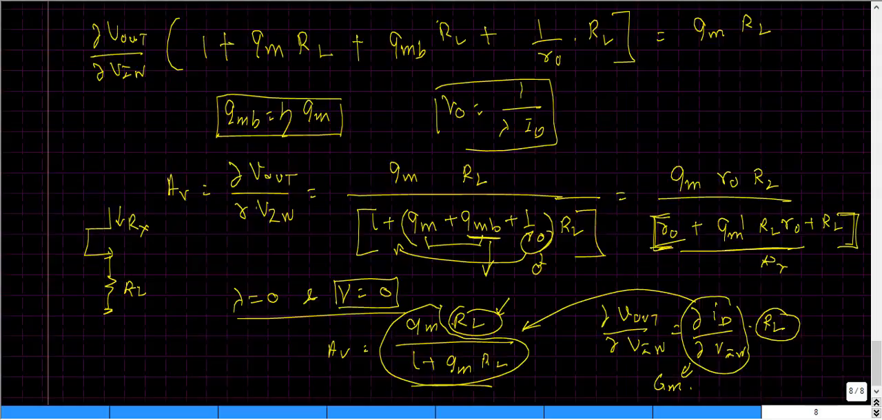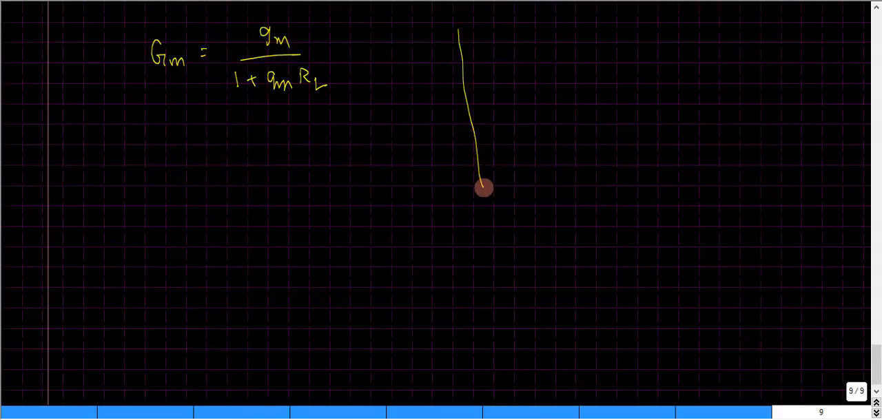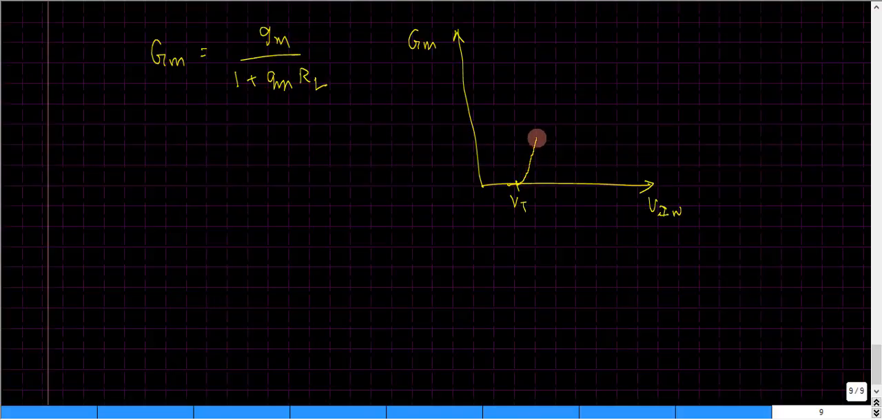Now let us try to plot GM with respect to Vin to gain some intuition behind this. I'm just going to have a graph where the x-axis is defined to be Vin and the GM is defined on the y-axis. Till Vin reaches the value of Vt, there won't be any current, and when there is no current, the value of GM would be 0. Once we cross the value of Vt, the current starts increasing, and once the current starts increasing, the GM also starts increasing.